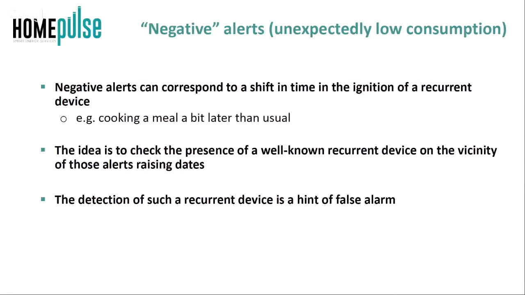And we can also use the same kind of approach if the alert comes from unexpected low consumption. This is almost the same procedure, but this time we don't look only at the alert period, but we look a little before and a little after, in order to check if a well-known recurrent device was maybe shifted just before or just after the time the alert was raised, and to check if this is the reason behind the alert.